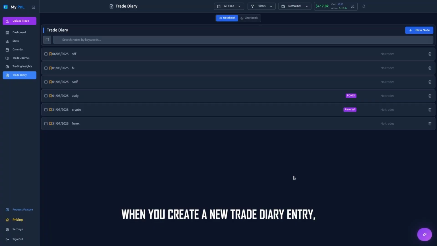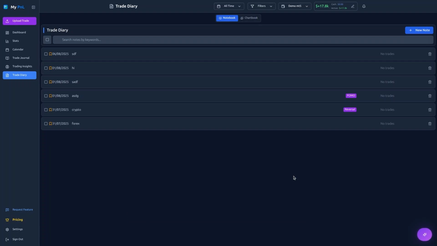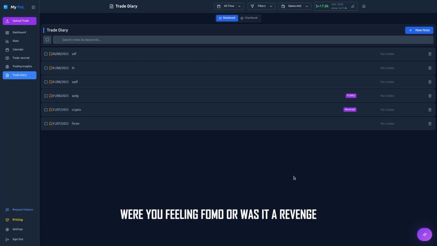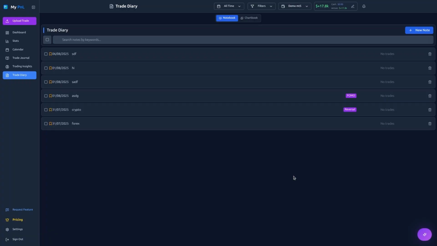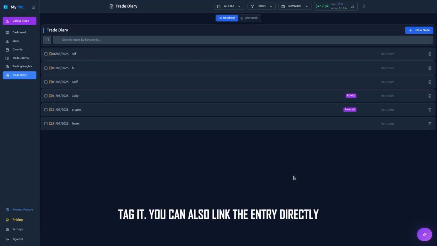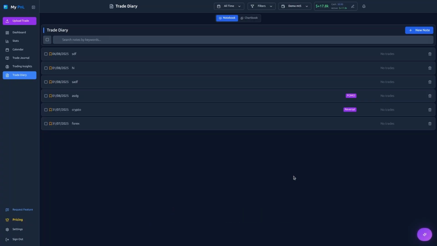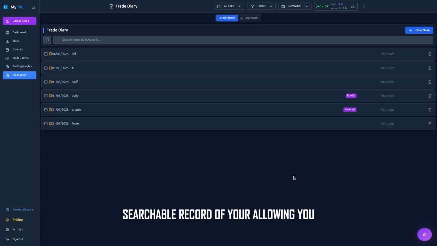When you create a new trade diary entry, you can timestamp it, write a full summary of your thought process, and this is powerful, tag it with your emotional and market state. Were you feeling FOMO or was it a revenge trade? Tag it. You can also link the entry directly to the specific trades in your journal. This creates a rich, searchable record of your mindset, allowing you to later cross reference your emotions with your performance in the Trading Insights tab. It turns your raw PNL into a complete learning story.